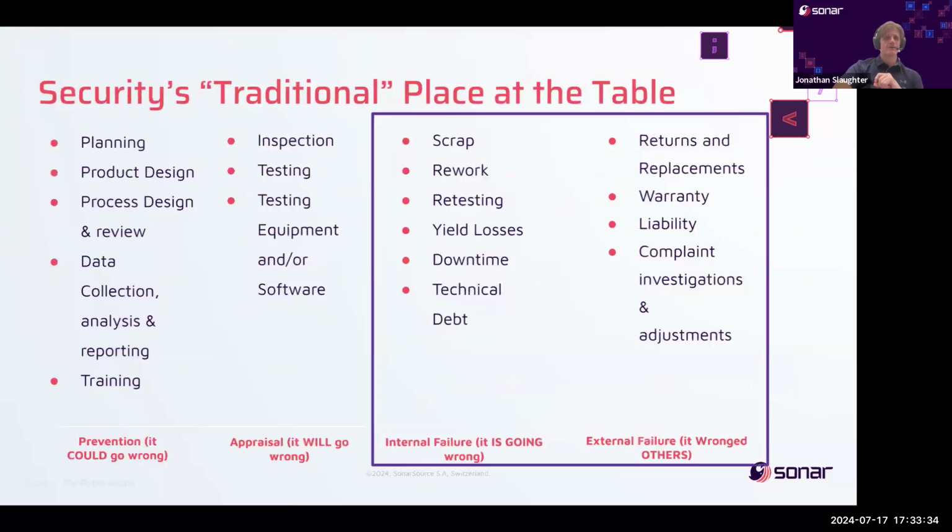All right. So security's traditional place at the table. When we start thinking about security tooling, it tends to sit over here. So I want to bring that up. Most of the time, security tooling, security teams, engineering, operations, vulnerability management tools, they tend to sit over in this area that I've got highlighted. They sit in that internal failure. Hey, it's already out. It's going to go wrong. You've seen this all the time.